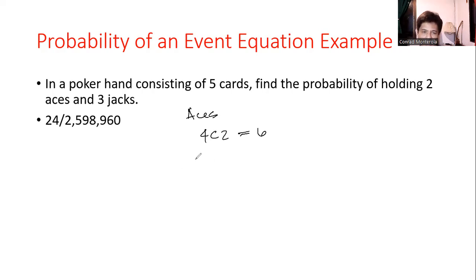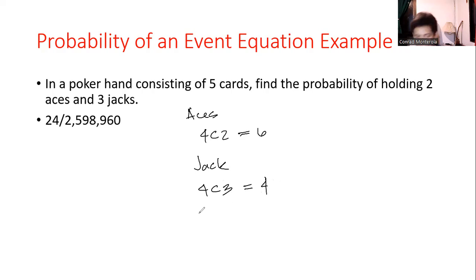Yun namang sa jack, you have 4 jacks, so combined with combination 3, no? So if you're going to use your calculator for combination, shift, tapos 3, you will have 4, no?